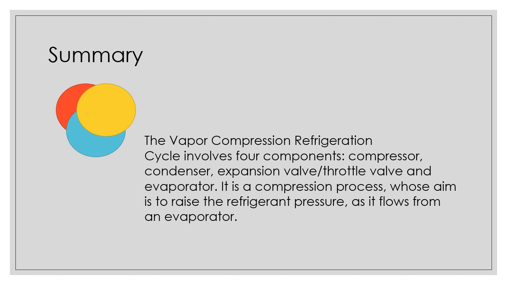To summarize what we have discussed, the vapor compression cycle involves four components: the compressor, the condenser, the expansion valve or the throttle valve, and the evaporator. It is a compression process whose aim is to raise the refrigerant pressure as it flows from an evaporator.